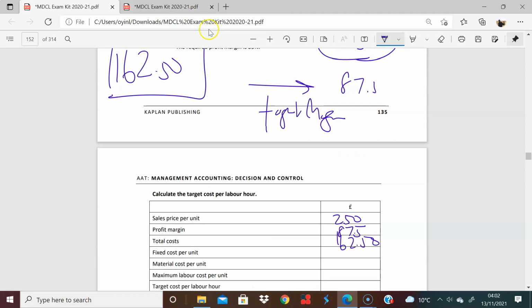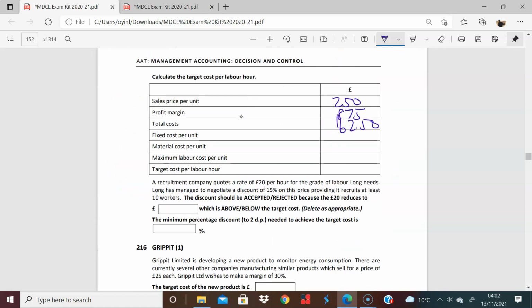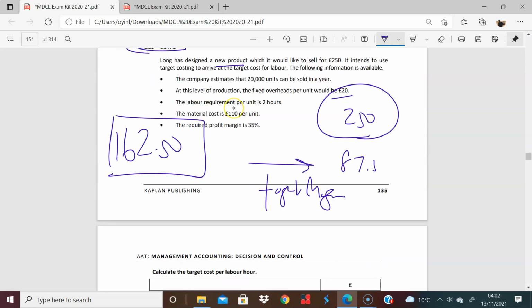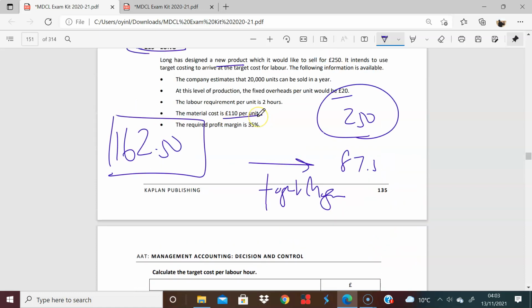So let's look at what you're given. You're given fixed costs, and fixed costs in this question are the fixed overheads per unit are £20. So for every unit, you have fixed costs of £20. Great. Material cost per unit you're given as well is 110. So that's 130, which gives you only scope of £162.50 minus that. So you have £32.50 is your scope per unit for labor, total cost.